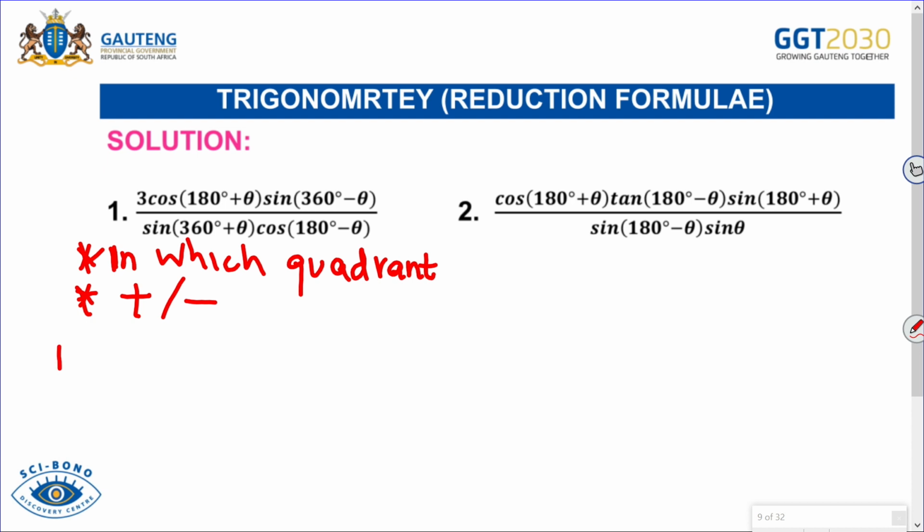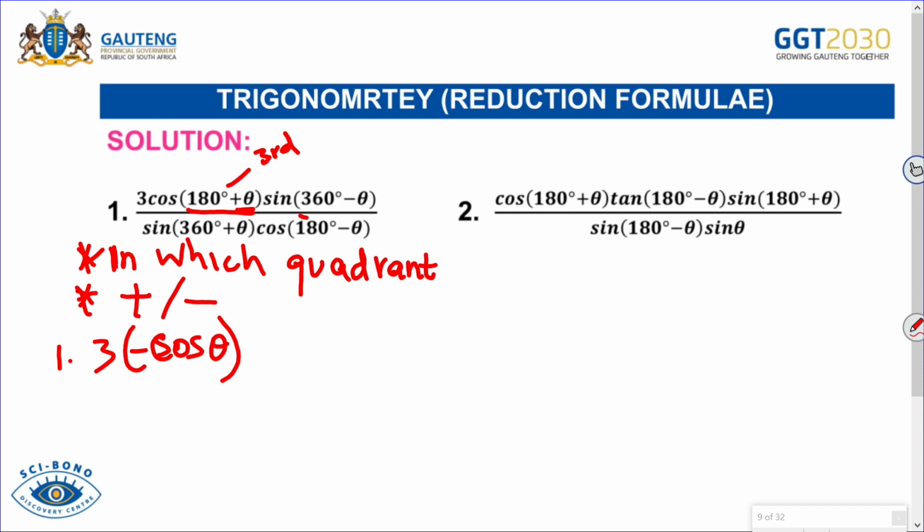So let's look at example number 1. I'm going to ask myself, cos of 180 degrees plus theta, it's in which quadrant? We said it's going to be in quadrant 3, right? And in the third quadrant, is cos going to be positive or negative? We said in the third quadrant, only tan is positive. So it means the cos is going to be negative. Then you write it as negative cos of theta. Remember, we take this acute angle.